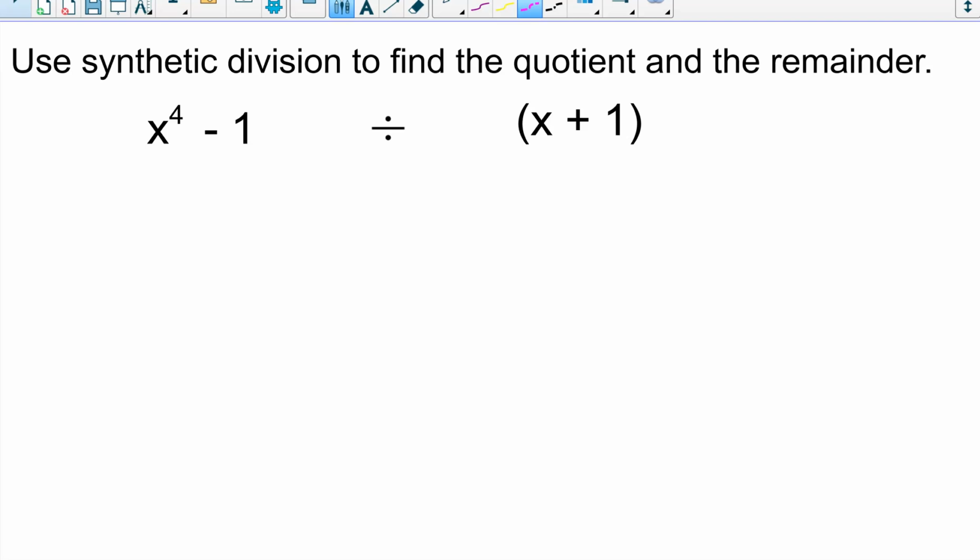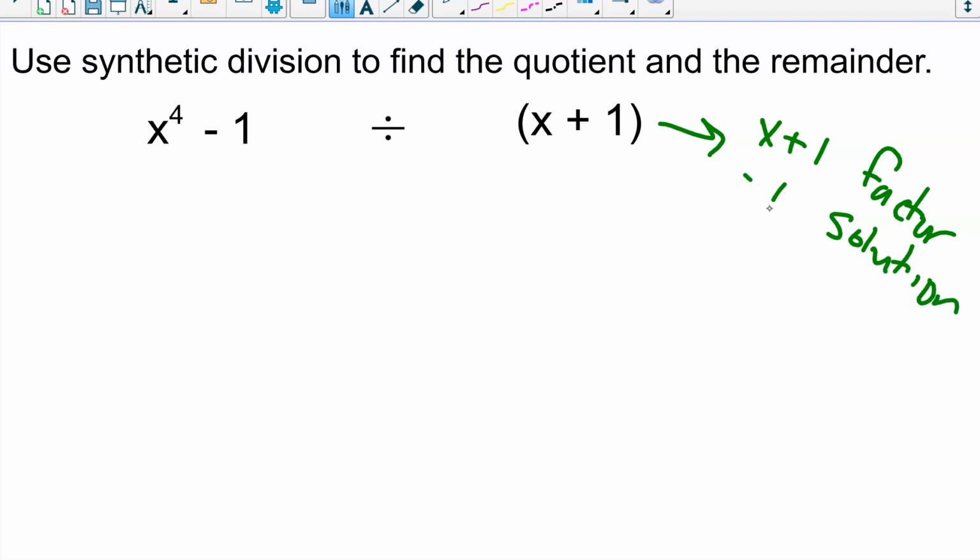So use synthetic division to find the quotient and the remainder. So basically you're dividing again. So again, to set this up here, x plus 1 is a factor, and we need to find the solution, which ends up to be negative 1. So the negative 1 goes over here.